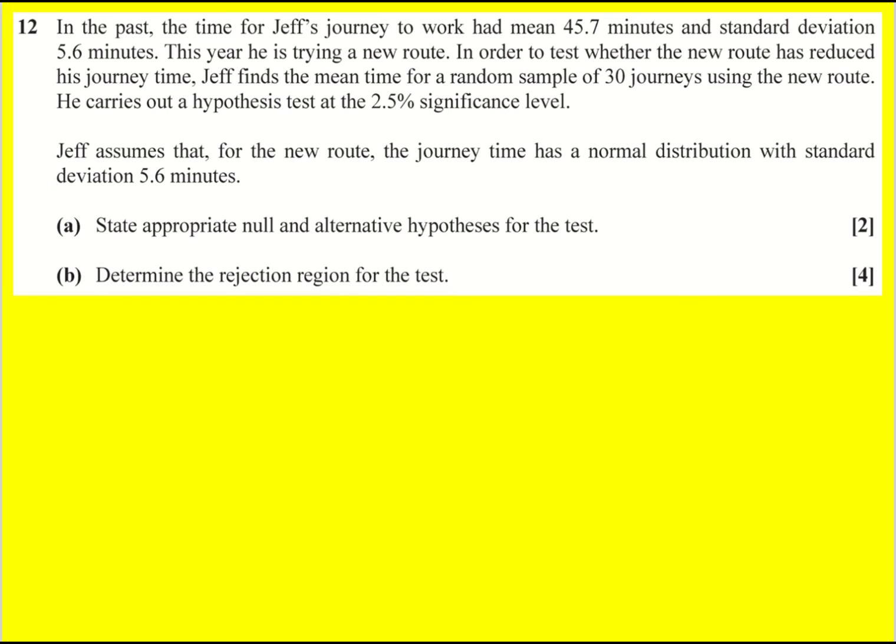In the past, the time for Jeff's journey to work had mean 45.7 minutes and standard deviation 5.6. This year, he's trying a new route, and to test whether it's reduced his journey time, he finds the mean time for a random sample of 30 journeys using this new route. He carries out a hypothesis test at the 2.5% level and assumes that for the new route, the journey time has a normal distribution with standard deviation 5.6.